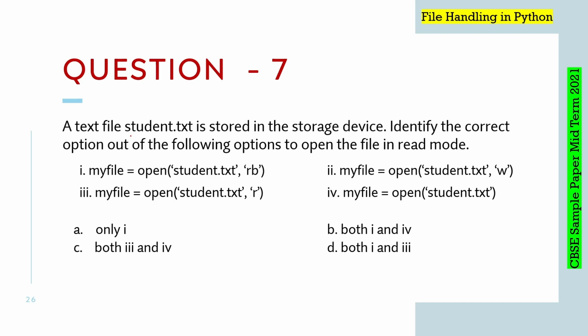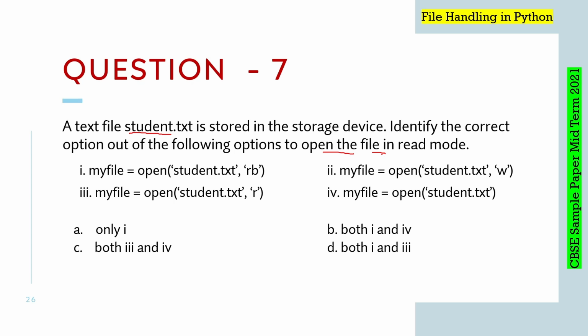So this is question number 7 from the CBSE sample paper midterm 2021, and this question comes under the topic file handling in Python. In this question, a text file student.txt has been given to you, which has been stored in the storage device. Now you need to give the correct option which allows us to open the file in read mode. You have been given some options, and out of these, you need to find the correct one which allows us to open the file in read mode.